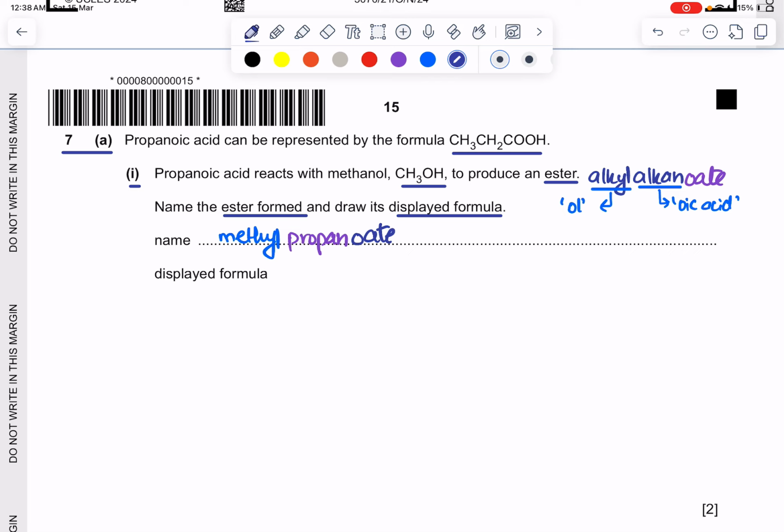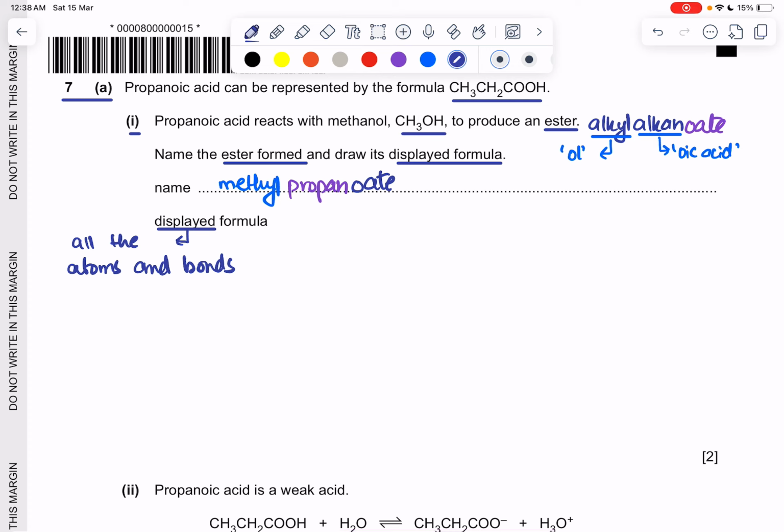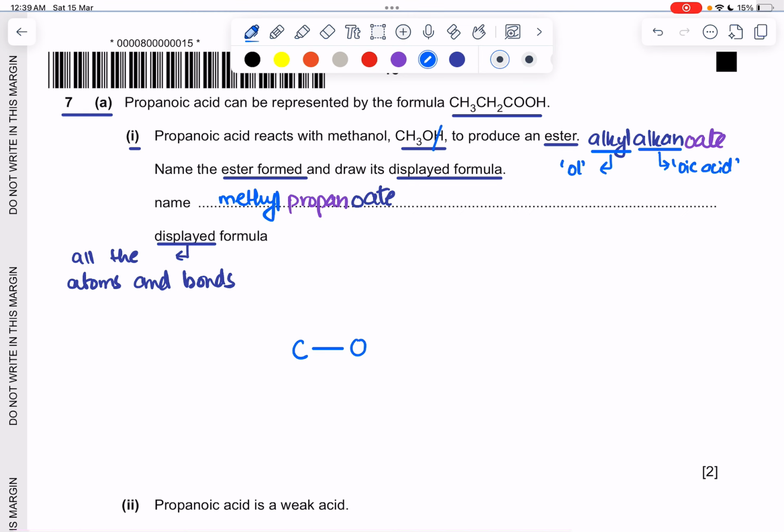Now the last thing is the displayed formula. For the displayed formula, we have to show all the atoms and all the bonds. So we'll follow the same pattern, methyl propanoate. Methyl means one carbon, so carbon number 1. And this carbon is bonded with oxygen. Whenever we have to make the ester, we remove the H from the alcohol part and the OH from the carboxylic acid part. There are 3 carbons in the carboxylic acid, which is propanoic acid. So the carbonyl carbon will be directly attached to the alcoholic oxygen like this, and this carbon is attached with 2 more carbon atoms. So this is the basic skeleton, and this is the ester major functional group, carbonyl carbon bonded with oxygen.